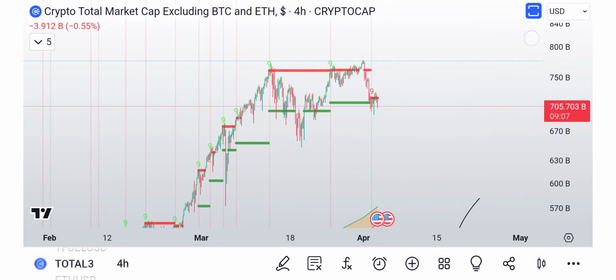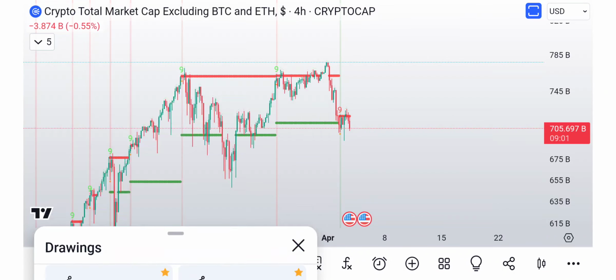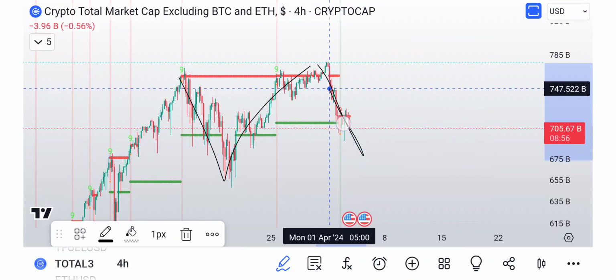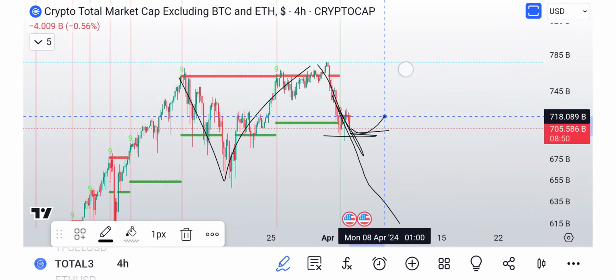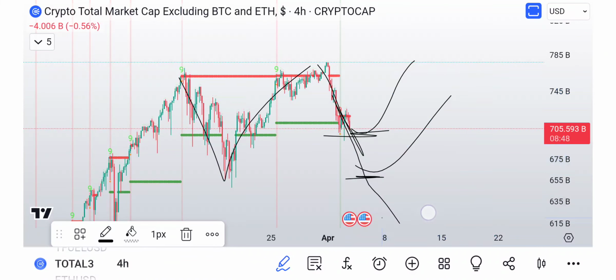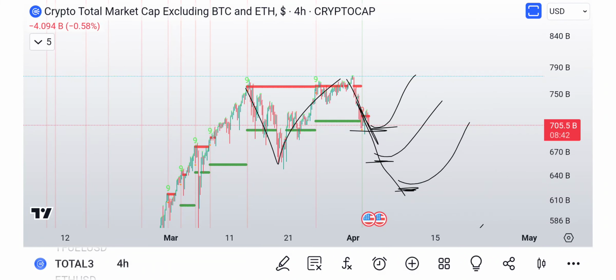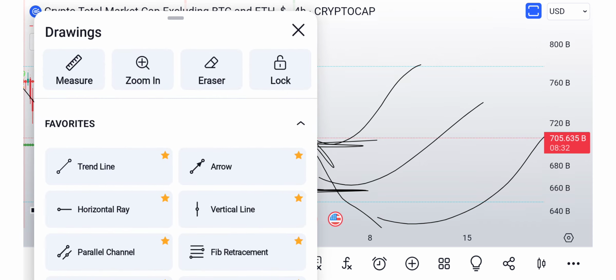Now, when I look at Total3, it looks like a flat, right? This looks like we have an A, we have a B, and now we're coming down for C. Now it can be a running flat, a regular flat, or an expanded flat, where it can start to reverse out of here wherever it wants, right? Now typically you want five waves. I only see probably one or two waves there, so we still have some time and plenty of wiggle room as well.